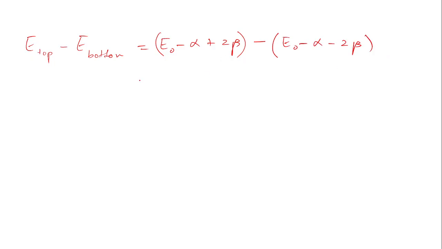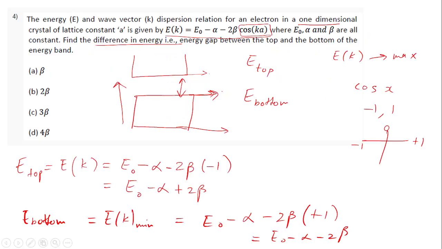When we subtract, E0 minus alpha plus 2 beta minus E0 plus alpha plus 2 beta, the E0 will cancel, and the alpha minus alpha will cancel, and we will be left with 2 beta plus 2 beta. That means 4 times beta. So the energy difference here is 4 beta. So option D is the correct answer.